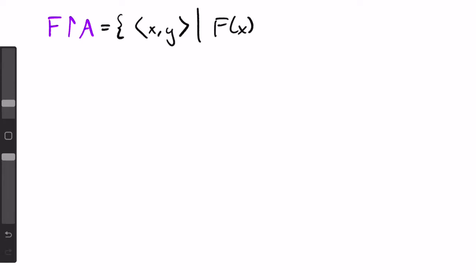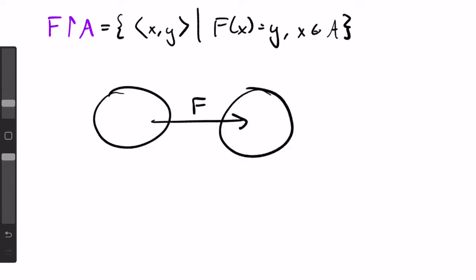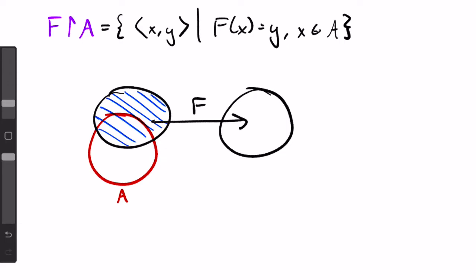Next, the restriction of f to A is a set. f↾A is equal to the set of ordered pairs (x, y) such that f(x) = y and x is in A. Once again, imagine some function f from B to C. A is some set that intersects with B. The restriction of f to A is the set of (x, y) in f where x is not only in B but also in A. It's a greater restriction on the members of f.